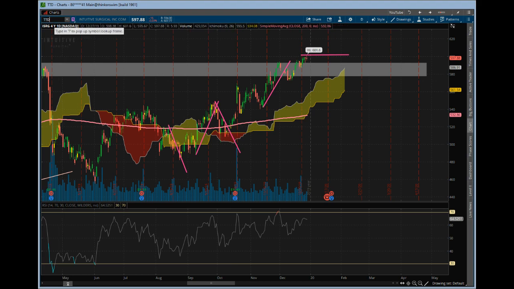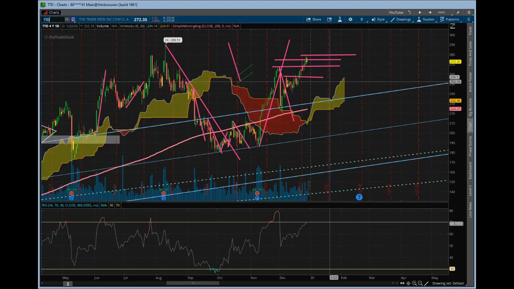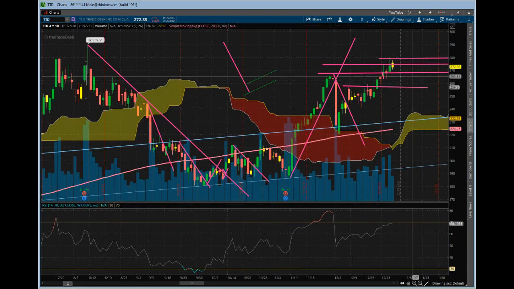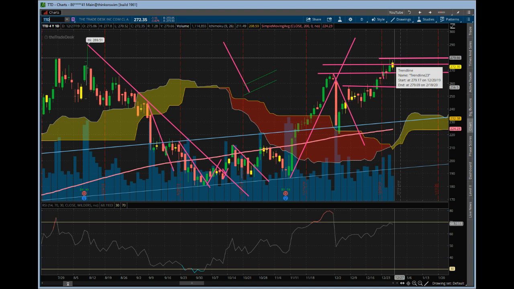And then TTD, inside day on Friday. So we've started to see this a lot in this sector. Again, if it takes the inside day up and closes bullishly above this resistance level here, it might take another stab at the all-time highs.